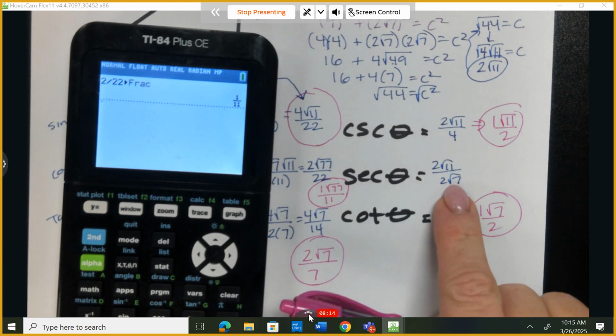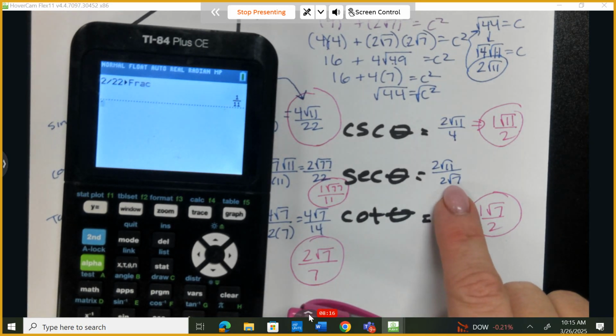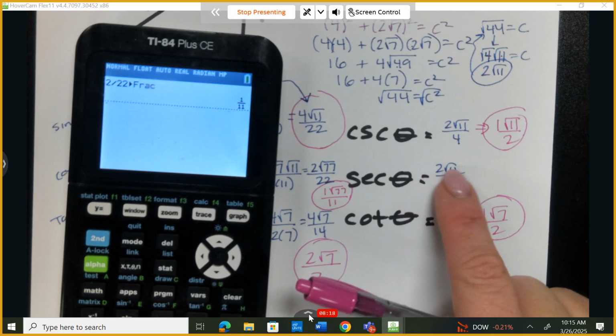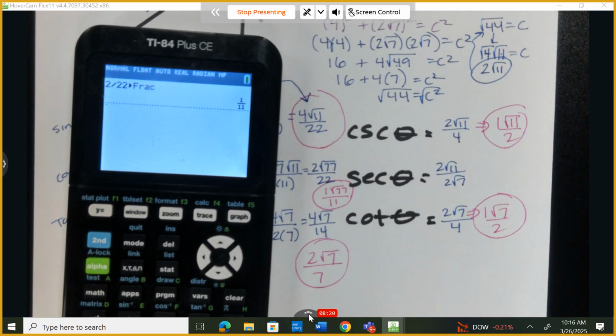Okay, here's your next one. You have 30 seconds right now in order to rewrite this in equivalent and proper form. Begin.